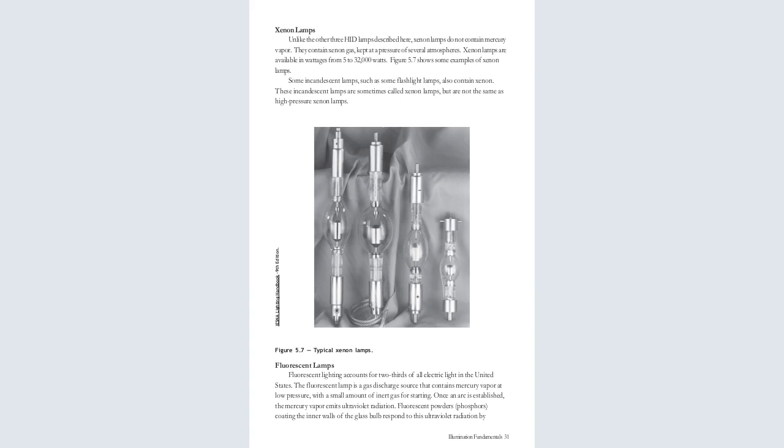This shows some examples of xenon lamps. Some incandescent lamps, such as some flashing lamps, also contain xenon. These incandescent lamps are sometimes called xenon lamps, but they are not the same as the high pressure xenon lamps. So you can see them. Next we have the fluorescent lamps.